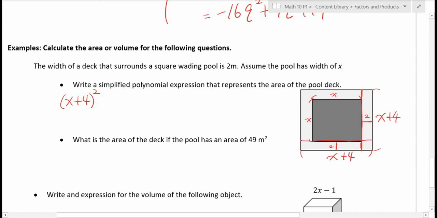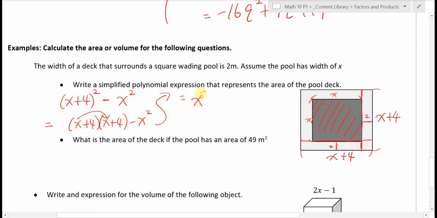Again, that's the area of the entire pool with the deck. Take away the pool itself. That is x times x, right? So x squared, that's this area. Okay, so that's a polynomial expression, but we want to simplify this, so we're going to go ahead and multiply this out. So this is going to be x plus 4 times x plus 4 minus x squared.